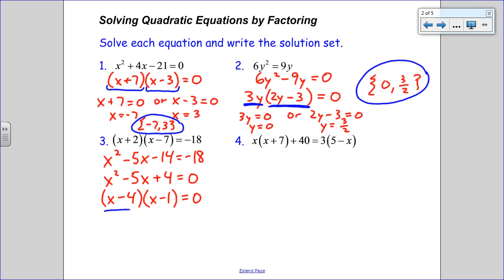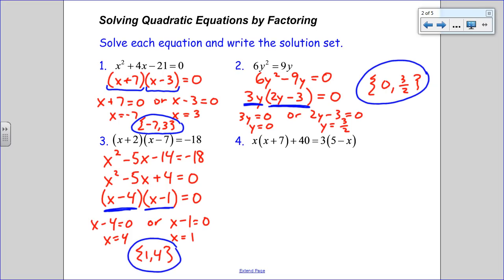We can identify our factor a as x minus 4 and our factor b as x minus 1. So there are two linear equations here that we can write, x minus 4 equals 0 and x minus 1 equals 0. The solution of the first equation is 4, and the solution of the second equation is 1. So our solution set, once again, has two numbers in it. In this case, 1 and 4 are the solutions of the quadratic equation.